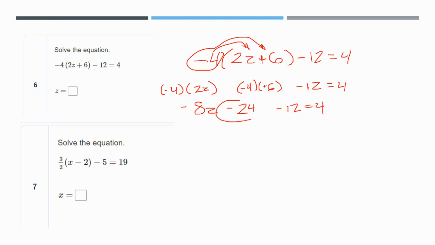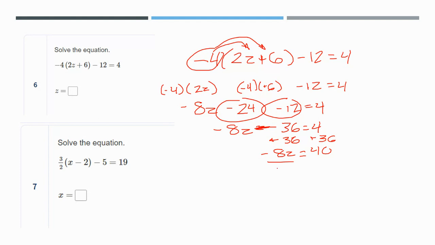Next step, I'll combine my like terms. Negative 12 and negative 24 can be combined. We get negative 8z minus 36 equals 4. And we'll work outside in. Add the 36 to both sides. And we get negative 8z equals 40. From here, we divide by negative 8, and we're left with z is a negative 5.